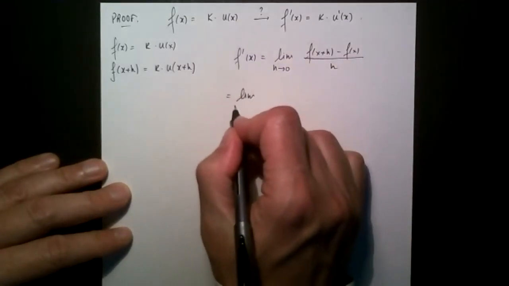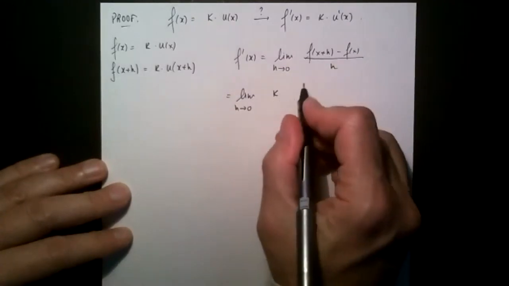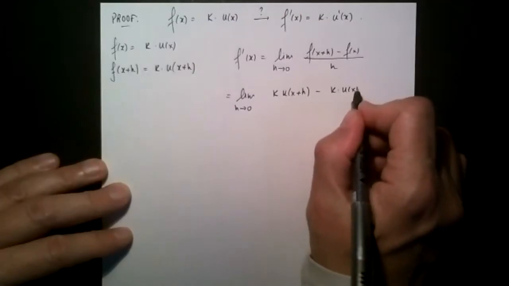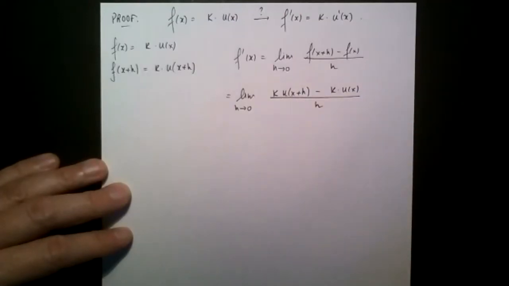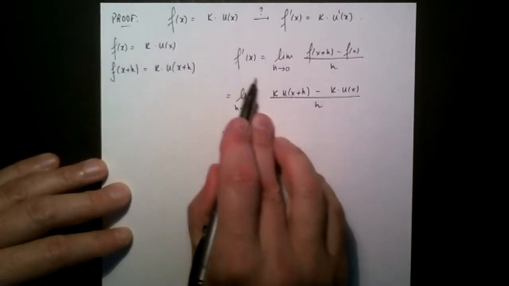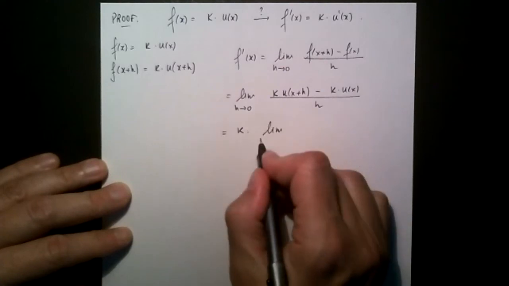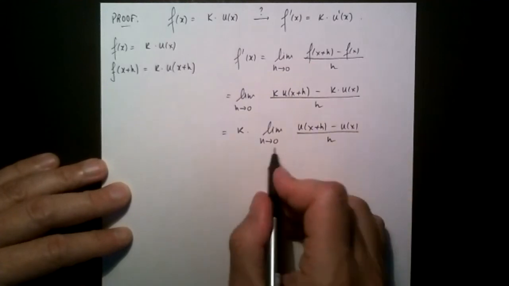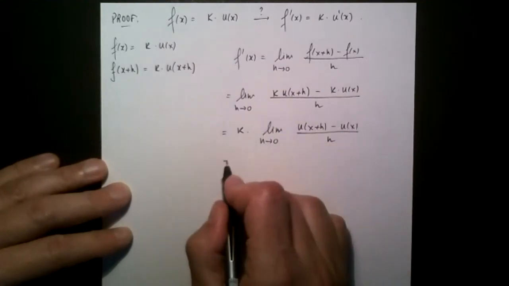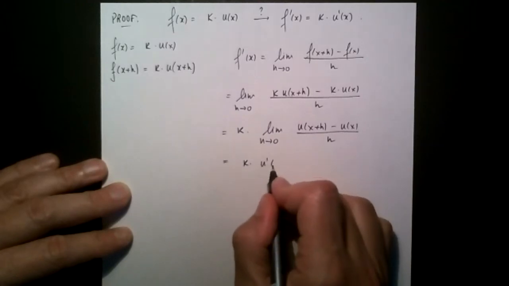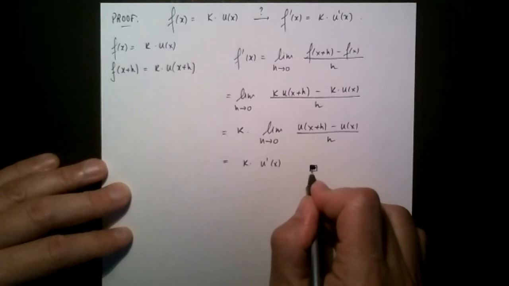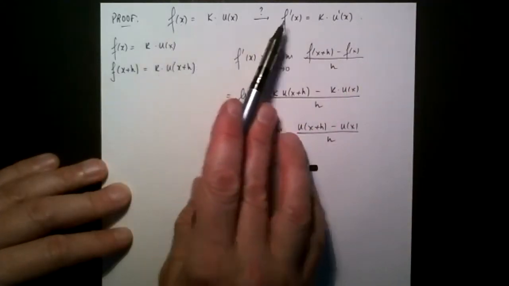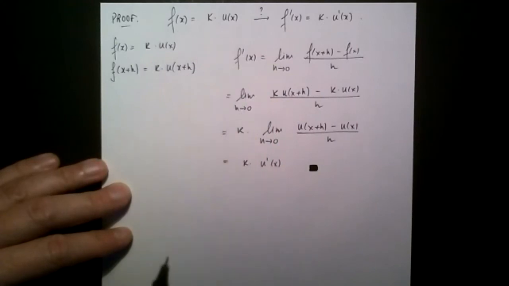which is the limit as h approaches 0. So f of x plus h is k times u of x plus h minus f of x, which is k times u of x, all this over h. I can factor out a k outside. k times the limit as h approaches 0 of u of x plus h minus u of x over h, and this we know is equal to u prime of x. So it's k times u prime of x. Done. Okay, that was fast. I just showed that f prime is k times u prime.